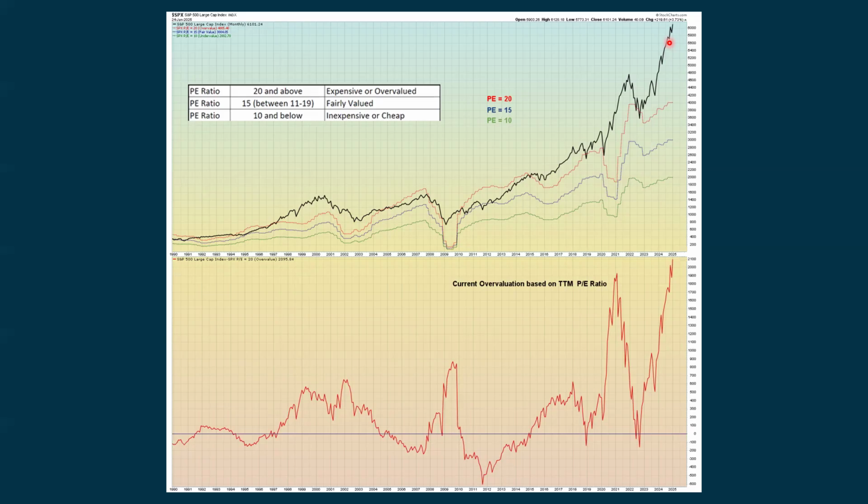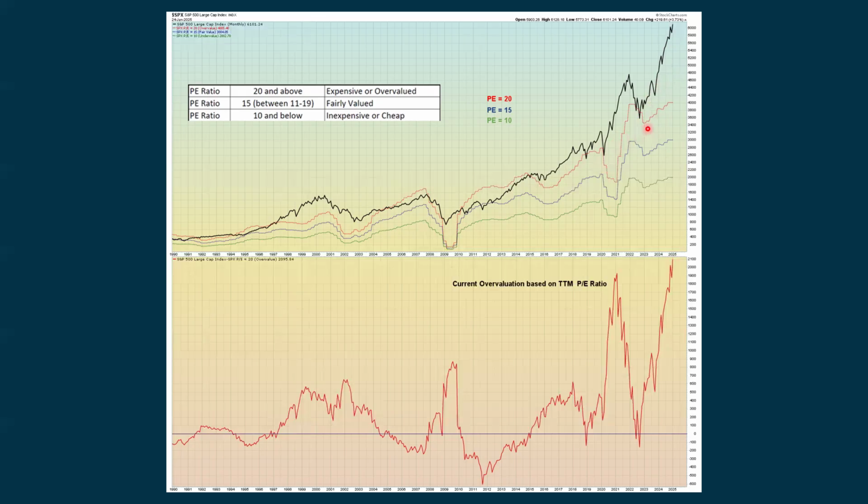And we come up with static numbers between 10, 15, and 20. When we're below 10, the market is considered to be inexpensive. When we're above 20, the market is considered to be expensive. And that's where we're at right now, but we've been that way for many years. And you can look back and see times along the way that the current price of the S&P tends to go above the PE ratio of 20.